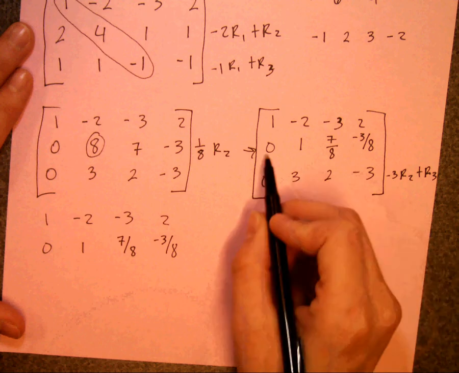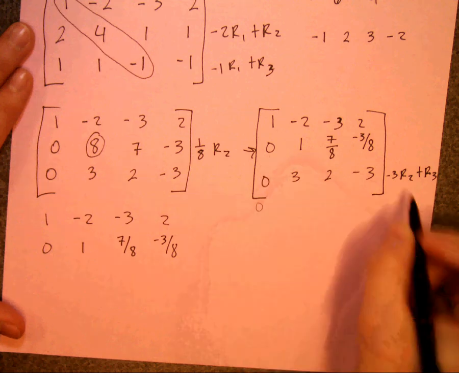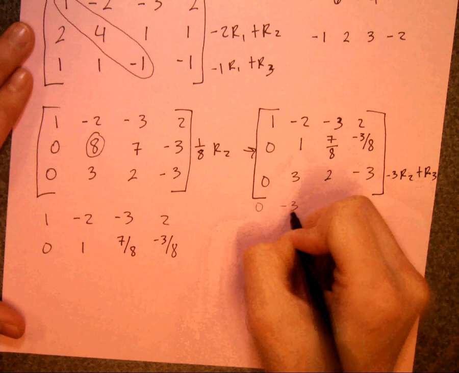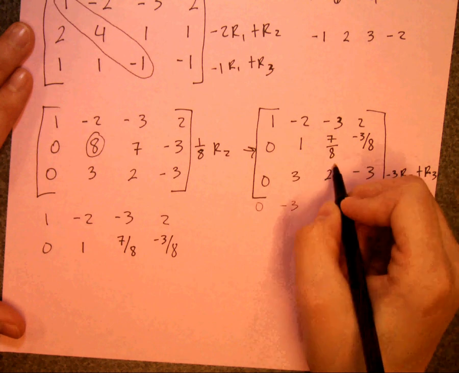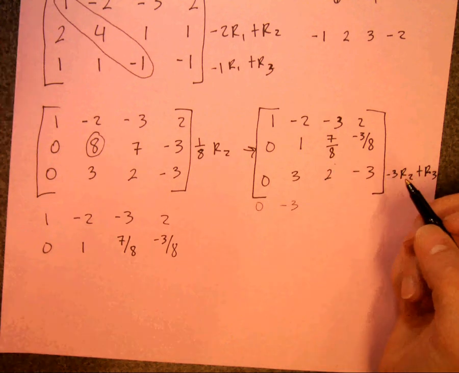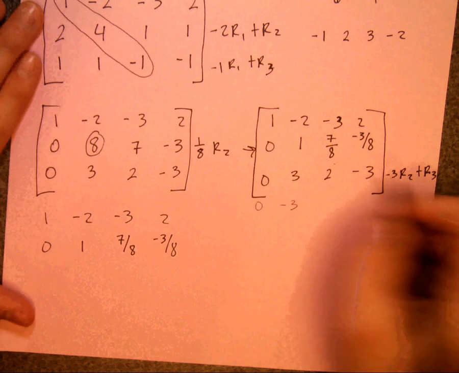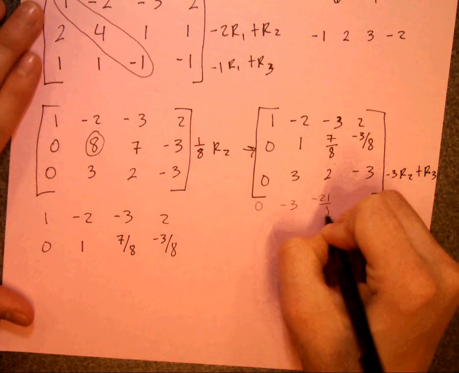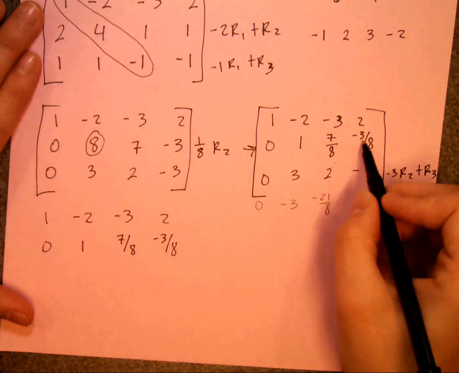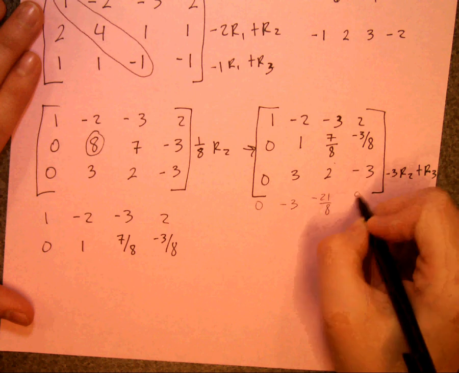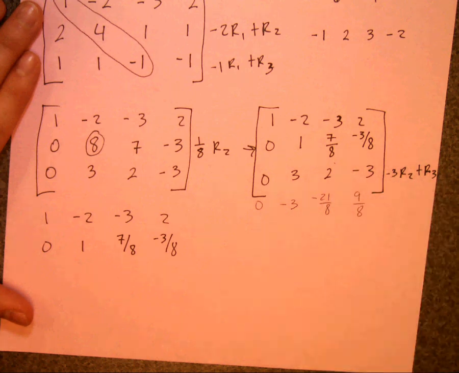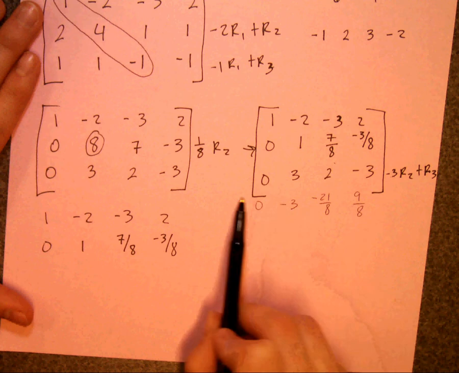Negative 3 times 0 is 0. Negative 3 times 1 is negative 3. Negative 3 times 7 over 8. Remember, when we're multiplying fractions, top times top, bottom times bottom. So this gives me negative 21 over 8. And negative 3 times negative 3 over 8 gives me 9 over 8. And now I'm adding these new values to my bottom row.